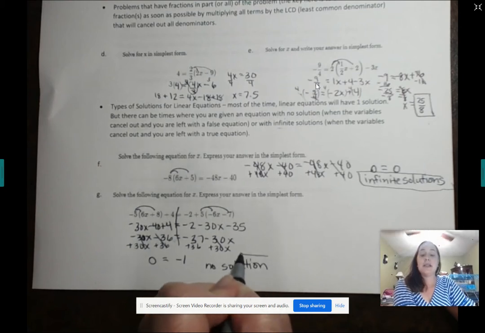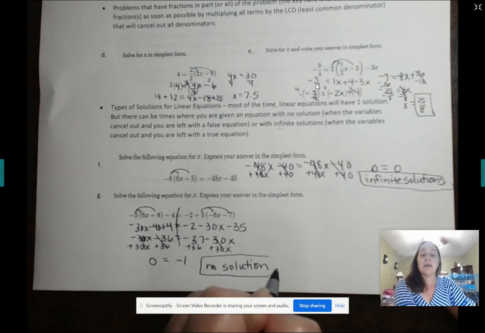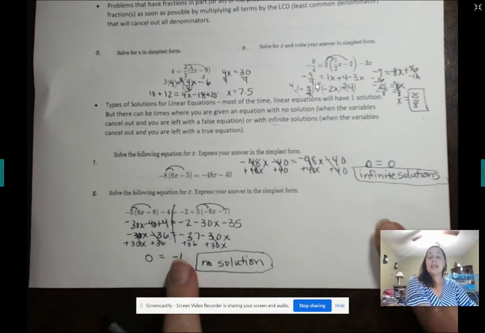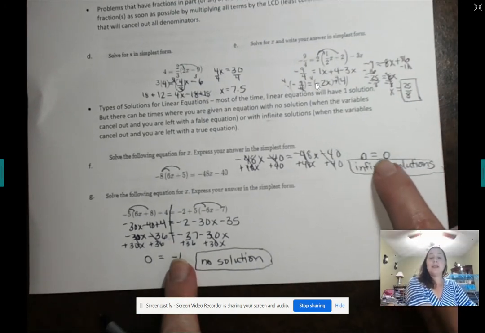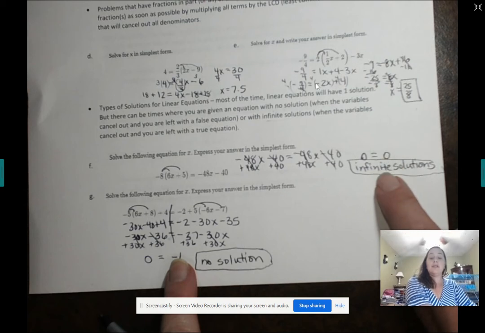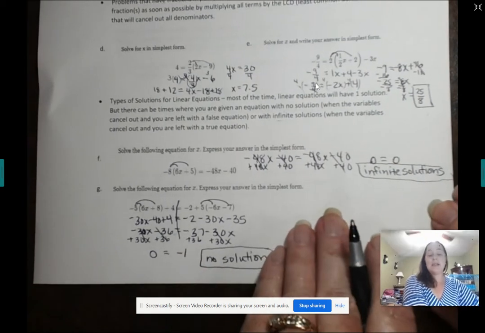So at any point in your assignment, if you come across something where the variables cancel out, it's going to be one of these two situations. Something that is true, infinite solutions would be the answer. Something that is false, no solution would be the answer.